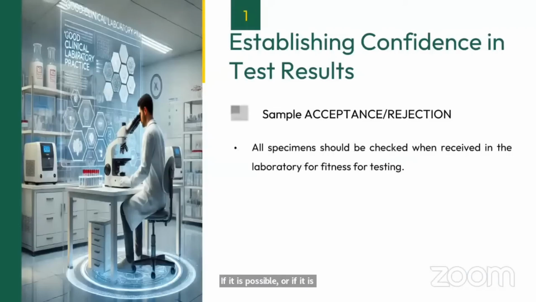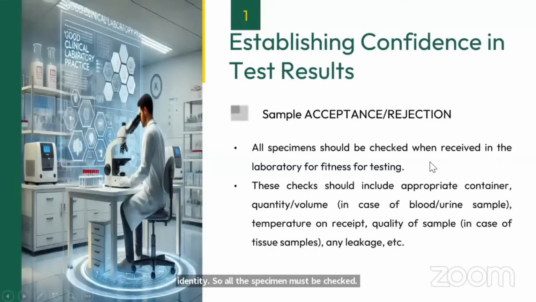Then next is sample acceptance and rejection. So we are coming to the second part of the lecture, that is sample acceptance and rejection. All the specimens must be checked when received in the laboratory for fitness for testing. Whenever you receive a specimen in your laboratory, you should check its fitness and acceptability criteria, whether it is possible to perform the test on those specimens, whether the specimens are available along with the requisition form, and whether they are available along with their specific identity.